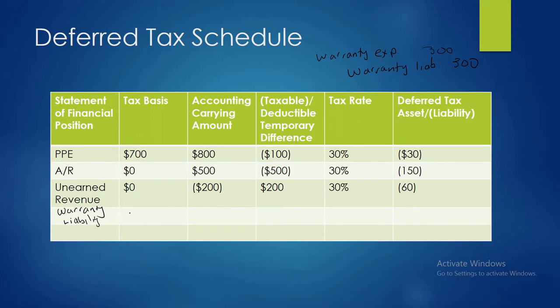Your tax basis is 0 for anything other than PP&E. And because it's a liability, it's going to be a negative. So negative 300. So the tax basis minus accounting basis equals positive 300. These two negatives cancel each other out, and it's positive. Then we're going to use a 30%. 30% times 300 gives you positive 90.